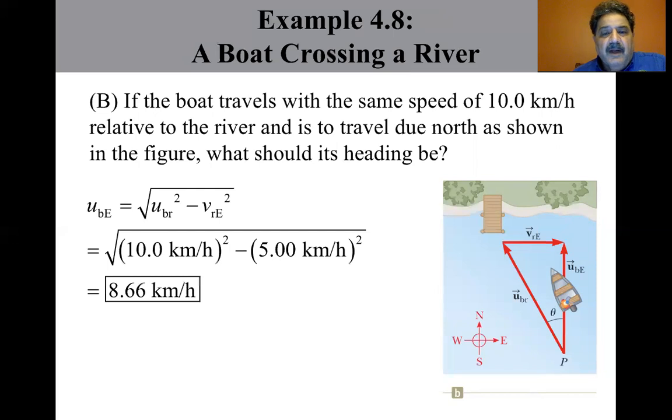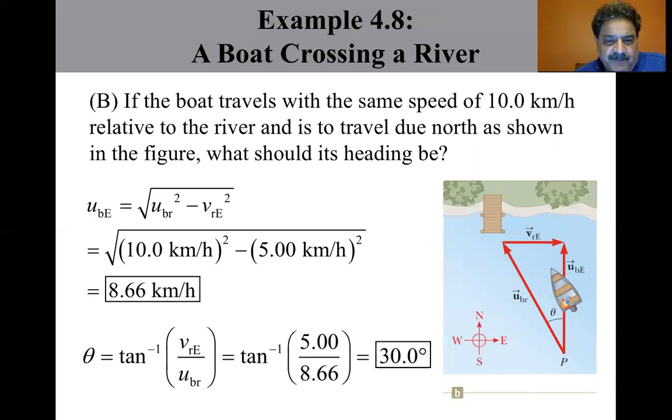So UBE is equal to the square root of UBR squared minus VRE squared. In other words, it's the hypotenuse squared minus the opposite squared. You square those, subtract, and take the square root. So 10 kilometers per hour squared minus 5 kilometers per hour squared, you get 8.66 kilometers per hour.